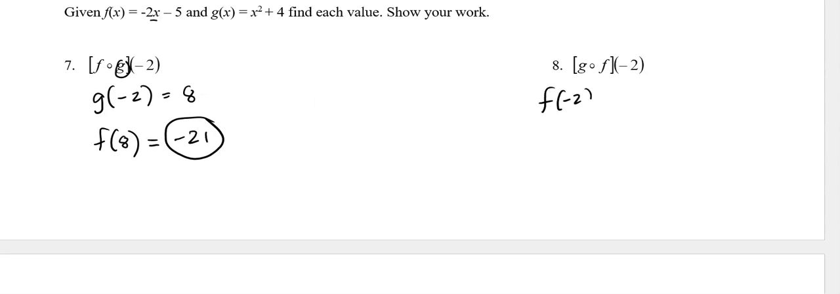Number 8, I'm going to start by finding f of negative 2. So if I go to the f function and put negative 2 in place of x, negative 2 times negative 2 is positive 4, and then 4 minus 5 is negative 1. And now I'm going to do g of negative 1. Input negative 1 in for x and square it. You get positive 1 plus 4. And so my final answer for number 8 is 5.